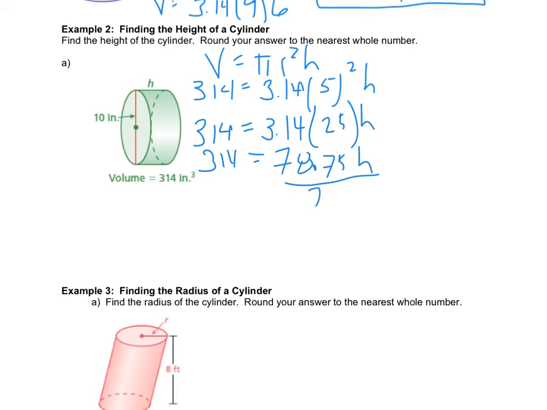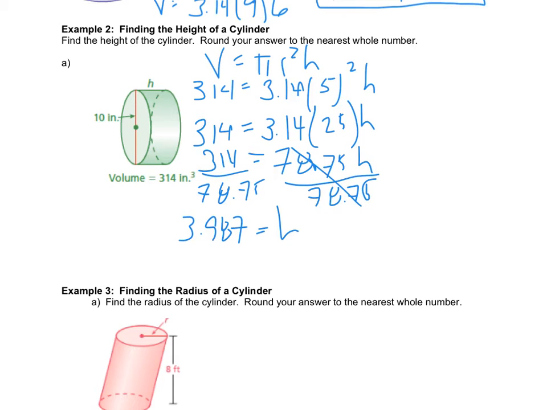I undo 78.5 times h by dividing on both sides by 78.5, and then those will cancel, leaving me h equals 3.987, and it keeps going.